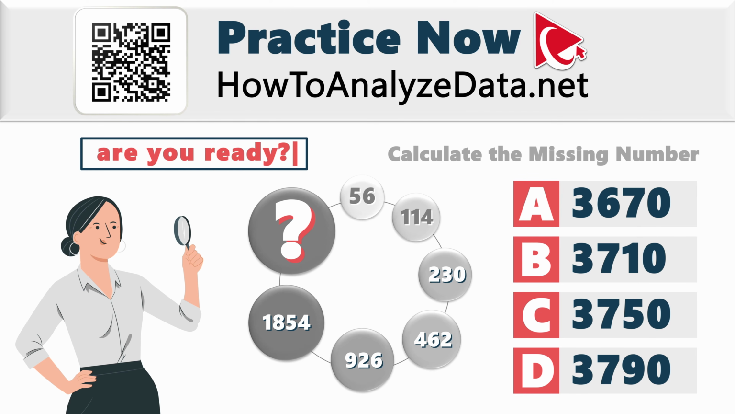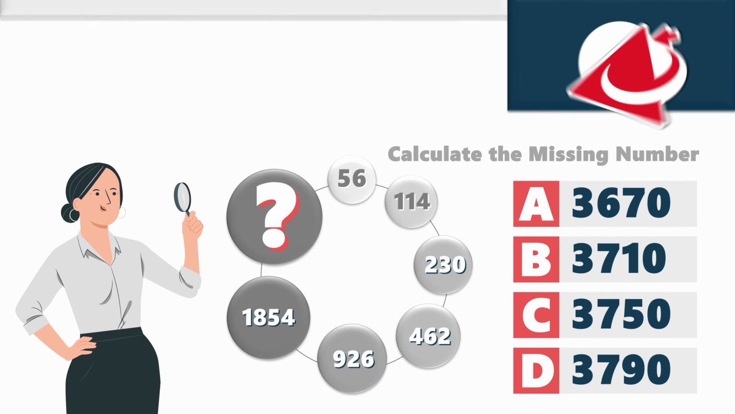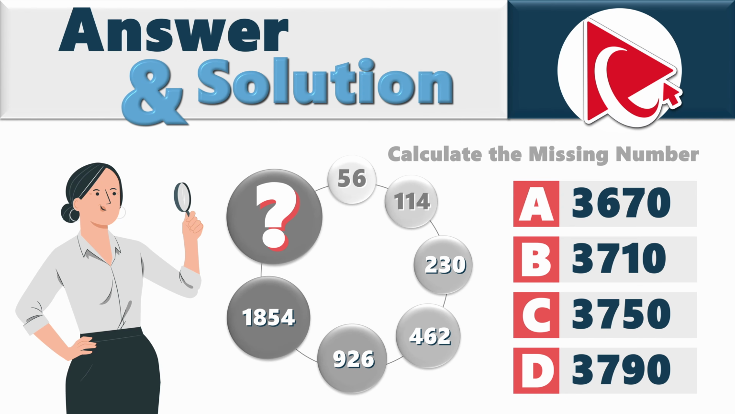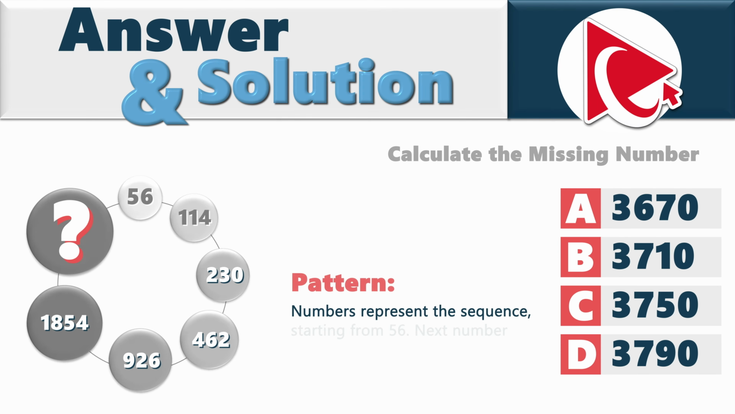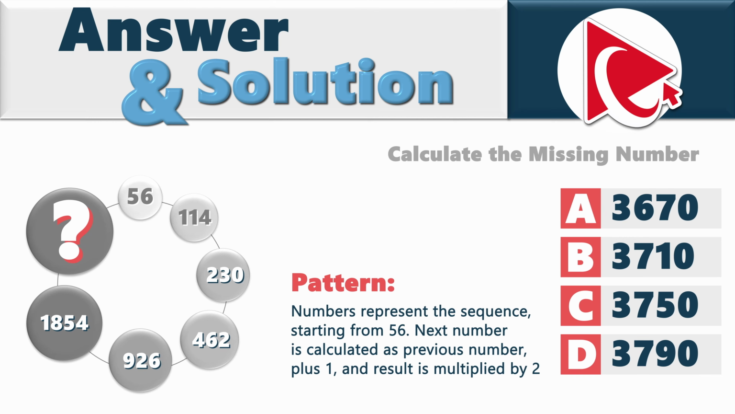Are you eager to present your solution? If you have guessed that numbers represent the sequence, you've guessed correctly. In fact, numbers represent the sequence starting from 56. Next number is calculated as the previous number plus 1, and result is multiplied by 2. Let's look at the example. 56 plus 1 equals 57. 57 multiplied by 2 equals 114.